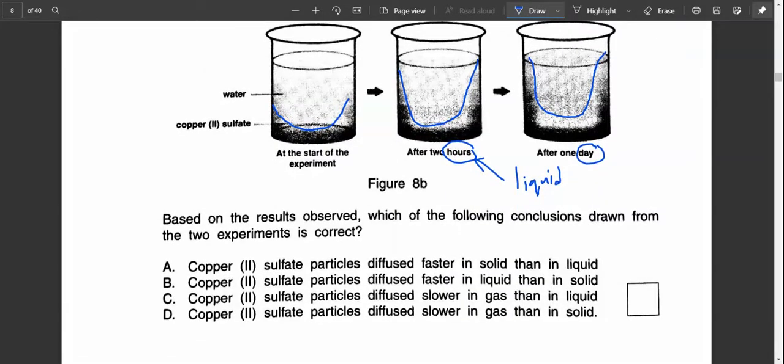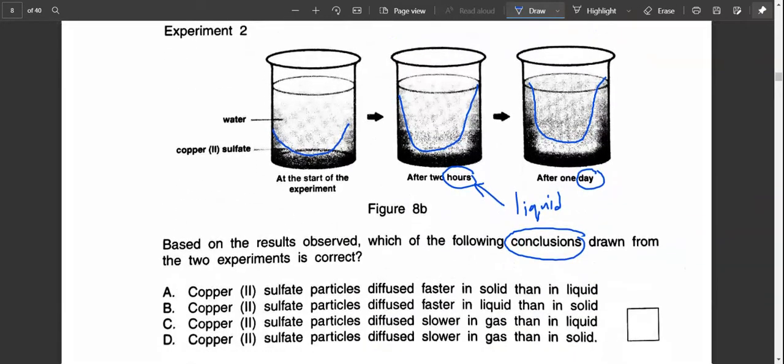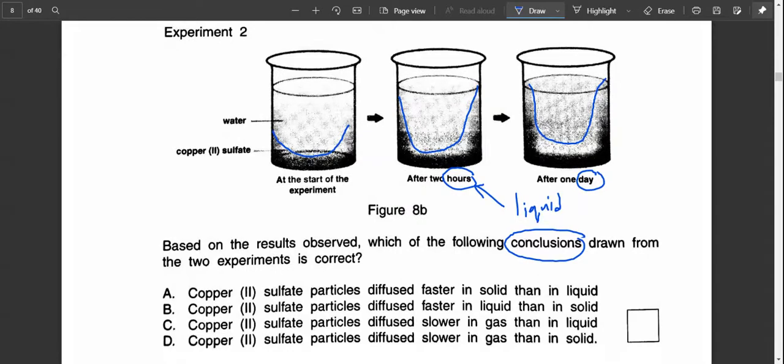Which conclusion? Conclusion means what you can understand after you see this. What is the result? A, copper sulfate particles diffuse faster in solid than in liquid. As I mentioned just now, in solid it takes weeks, so that one is definitely no. B, diffuse faster in liquid than in solid, yes, because in liquid it's hours, in solid it's days. And then gas, it's not showing any test on gas, so that one is out. It must be based on what you observe there. Therefore, the answer is B.